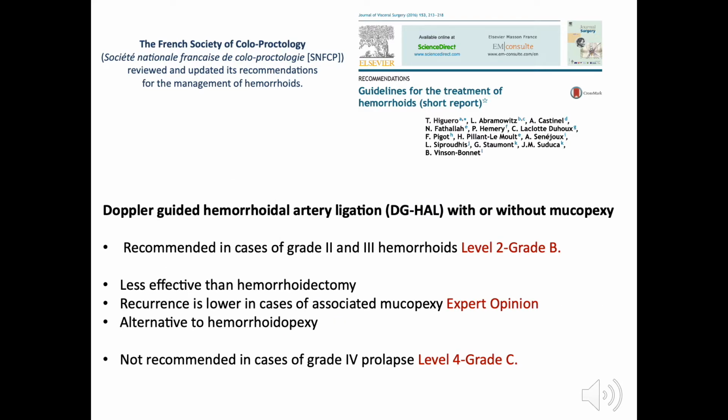As I mentioned, also for Doppler-guided hemorrhoidal artery ligation, DGHAL, with or without mucopexy, it is recommended in cases of grade 2 and 3 hemorrhoids, less effective than hemorrhoidectomy, and an alternative to hemorrhoidopexy.